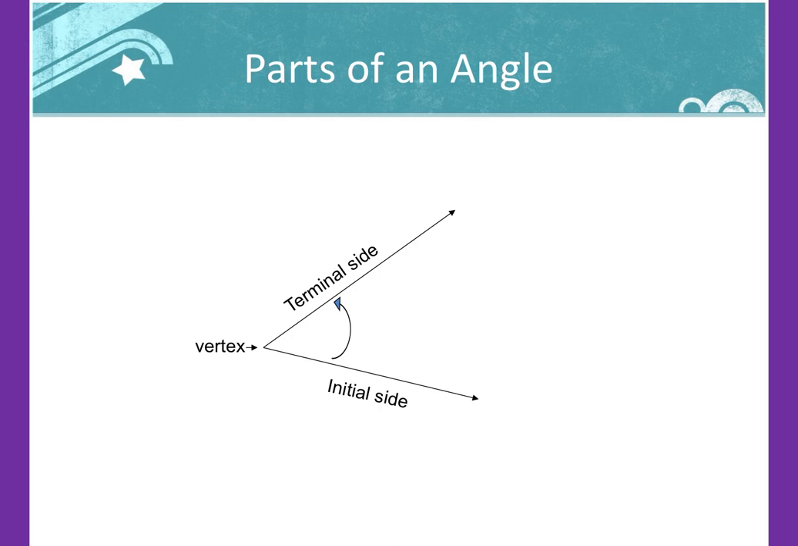This is just some vocab terminology. There's going to be an initial side, which is where your angle starts. There's a terminal side, which is where it ends, and the vertex is where it meets. Our general direction, which will be counterclockwise, would be positive, and clockwise would actually be negative. So that's what that arrow is going to tell you, which direction you're going.